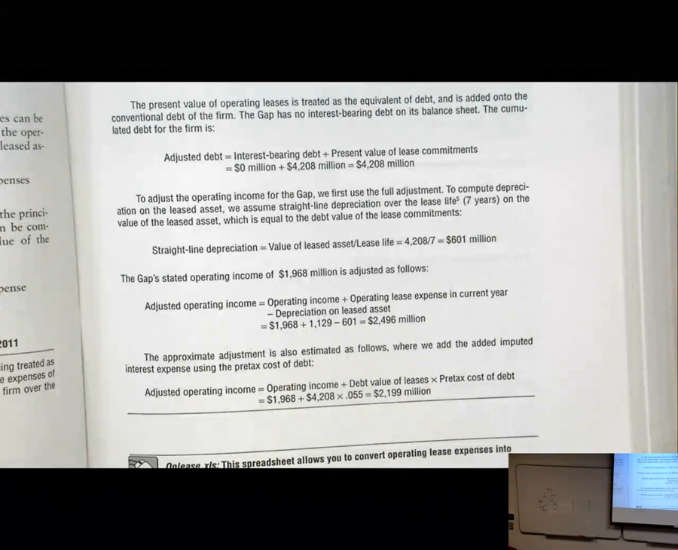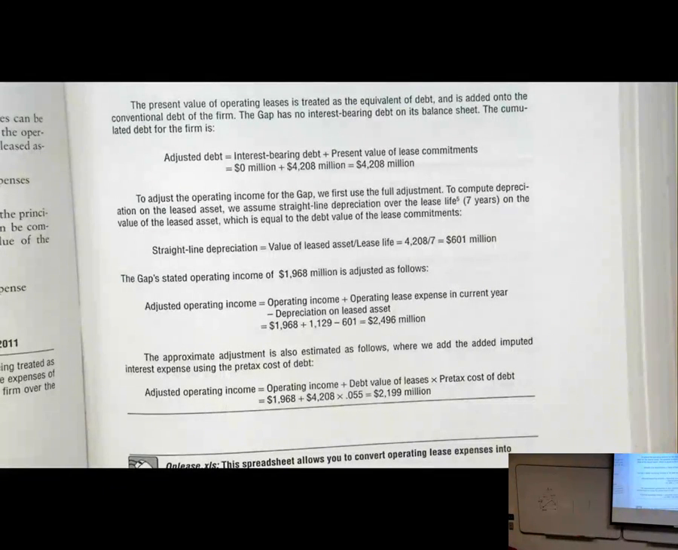For example, a company has zero debt on the balance sheet, but actually no. When you consider this leasing agreement, the company should have like $4.2 billion debt. And on the earnings side, it's underestimated. Earnings are underestimated by at least 20%, nearly 25%.